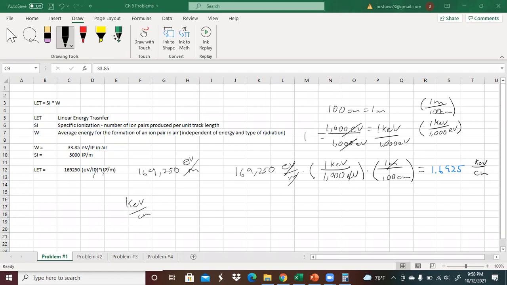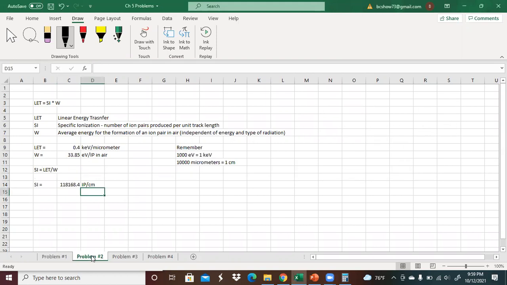So that's the process that you're going to need in order to be able to do your conversions. Now, make sure you've got these right, because if you don't have them right, you're going to be spending a lot of time trying to figure out where you went wrong. So there's that. Now let's flip on over here to problem 2.